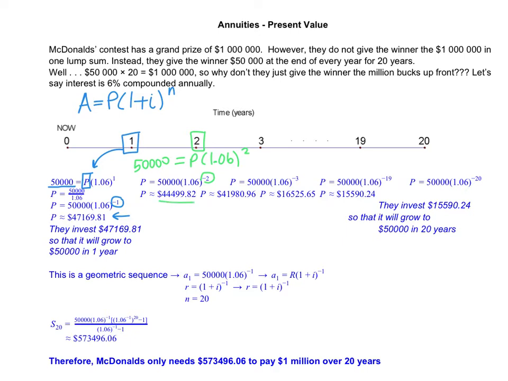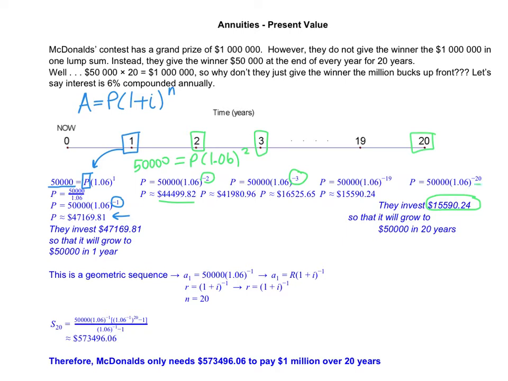That's even less. Let me go all the way. If you just notice, at the end of year 3, it's to the power of -3. So at the end of year 20, that last money that the winner gets, that 50,000, McDonald's only had to invest almost $16,000, and it grew to 50,000 using this calculation.